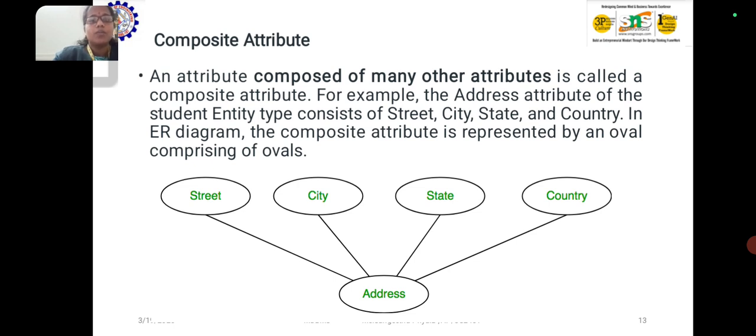Next is the composite attribute. An attribute composed of many other attributes is called a composite attribute. For example, the address attribute of the student entity type consists of street, city, state and country. In an ER diagram, the composite attribute is represented by an oval comprising other ovals.